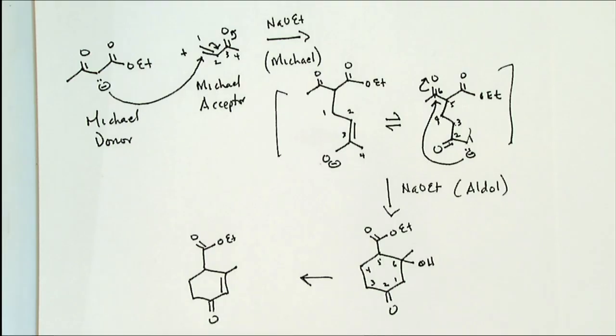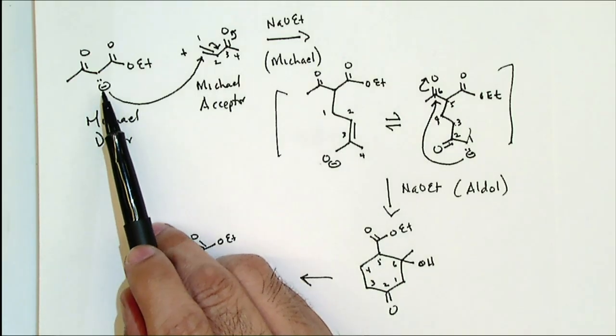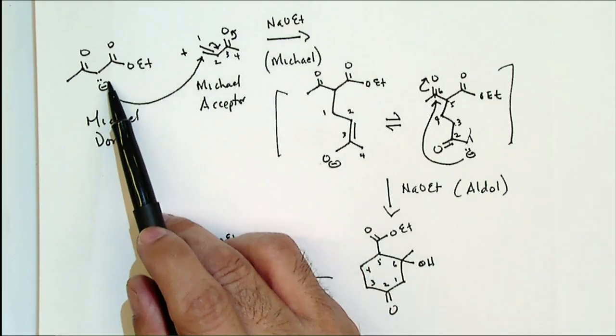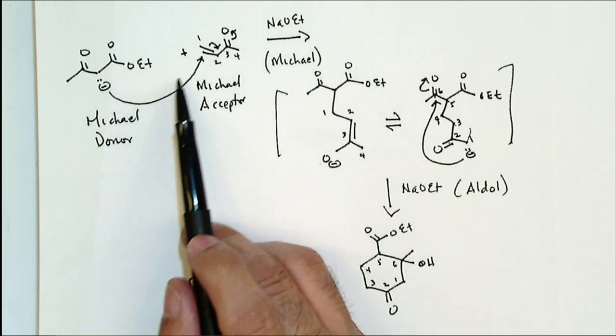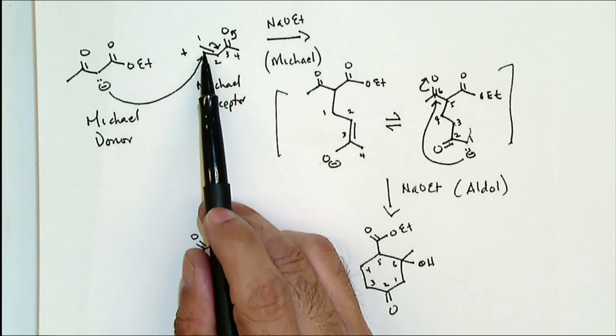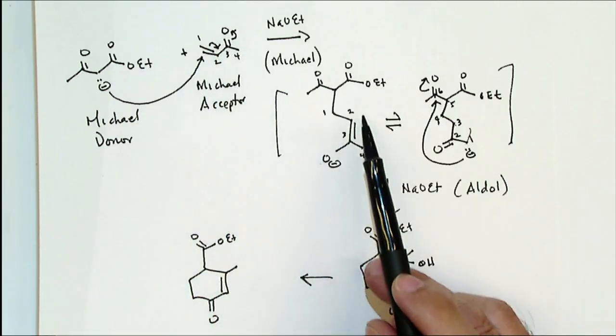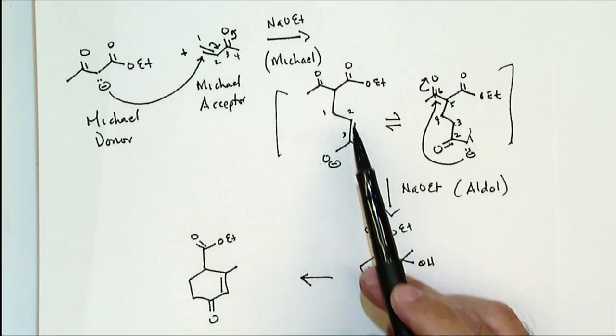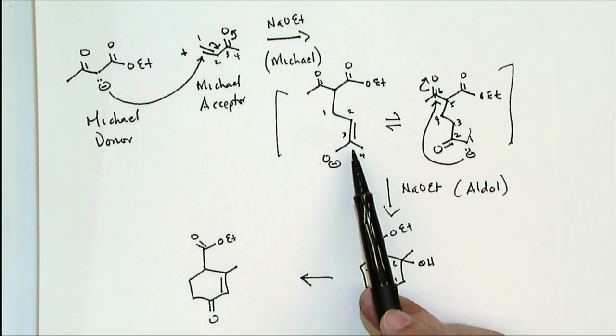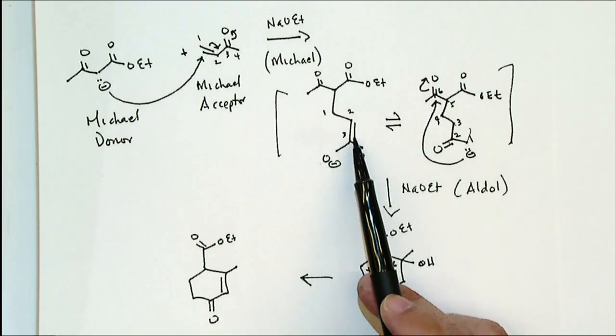Okay, so let me just review. You have your Michael donor. Your base deprotonates. The Michael donor then attacks the Michael acceptor. Move these electrons over, move them out. You get this as your first intermediate, and that, of course, undergoes its rearrangement or protonation.